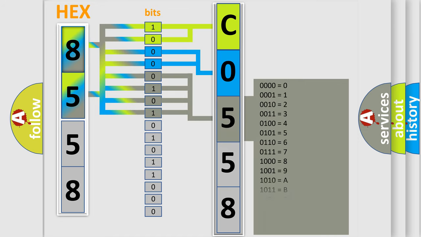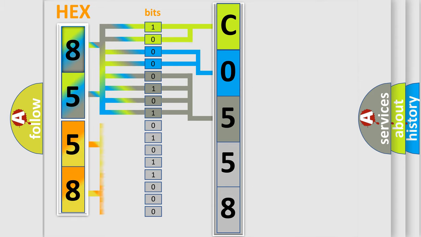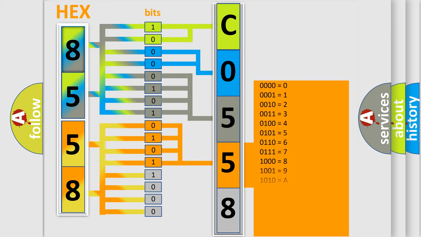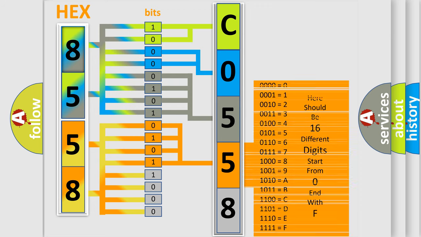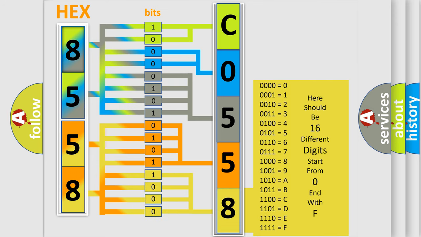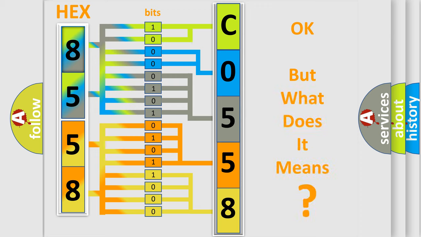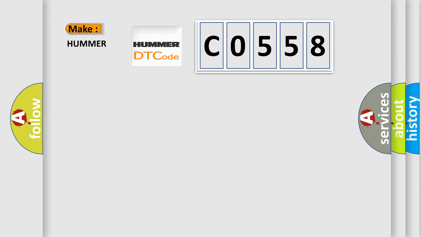The second byte is composed of a combination of 8 bits. The first 4 bits determine the fourth character of the code, and the combination of the last 4 bits defines the fifth character. A single byte conceals 256 possible combinations. We now know in what way the diagnostic tool translates the received information into a more comprehensible format. The number itself does not make sense to us if we cannot assign information to what it actually expresses. So, what does the diagnostic trouble code C0558 specifically mean for car manufacturers?